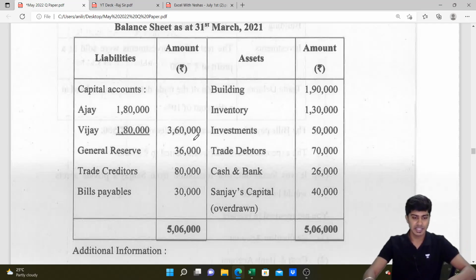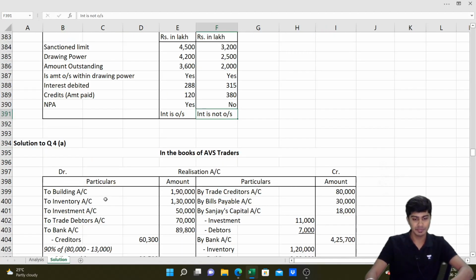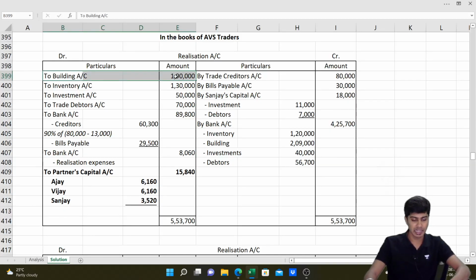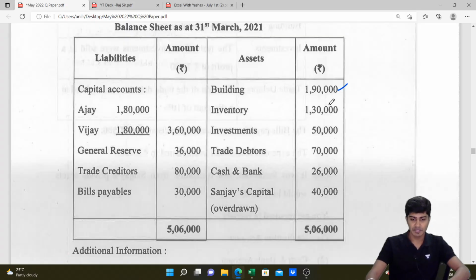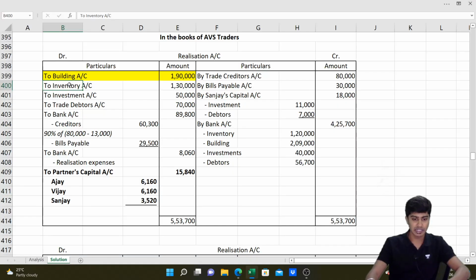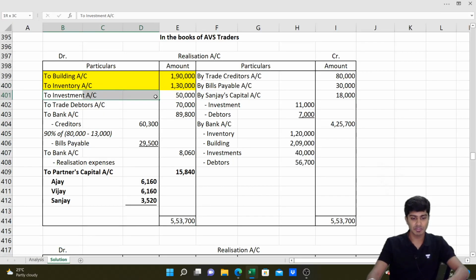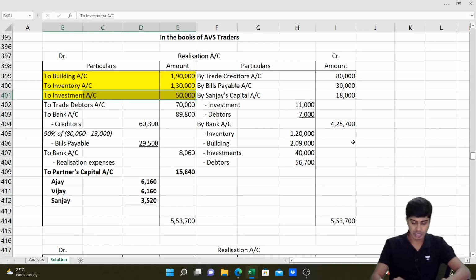Chalo. Let's quickly see the answers now. For 4A, to start with, building 1,90,000 rupees posted. I'll mark it yellow the moment I finish it. Then we have inventory 1,30,000. I'll post this to the realization account debit side. Then we have investments 50, transferred to realization. Then we have trade debtors 70.